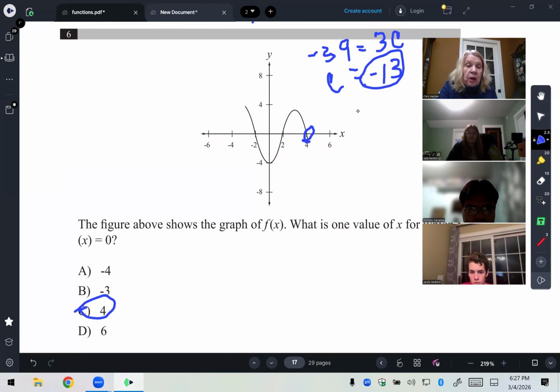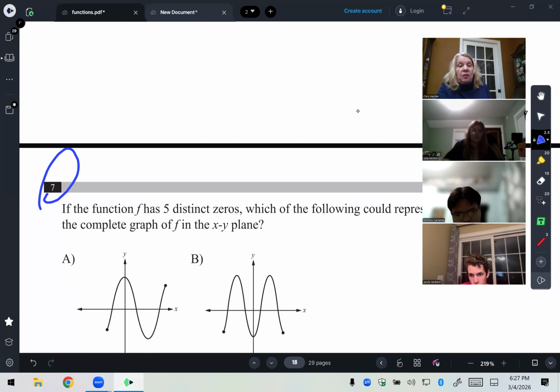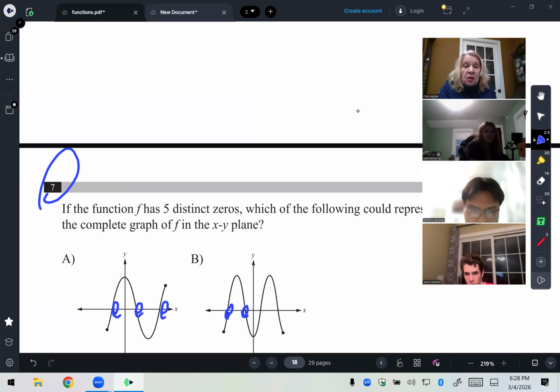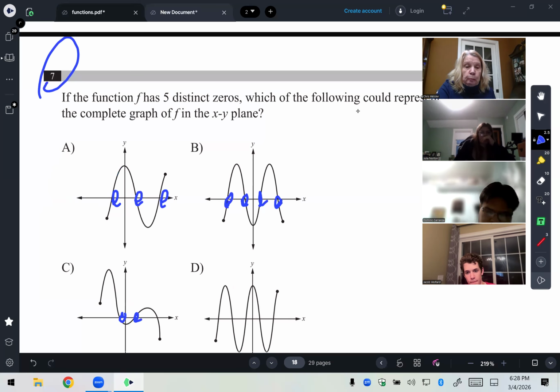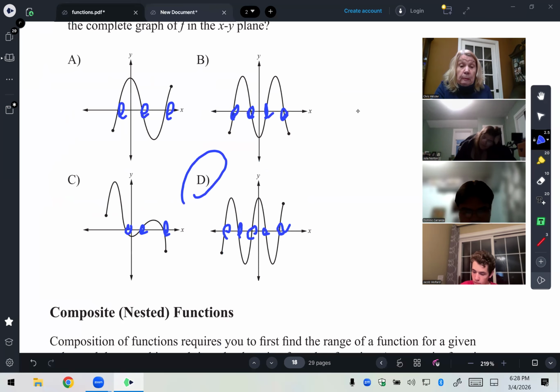Okay, on we go. We want one like this. Remember, we had one of these at the orientation. This is easy. So if the function f has 5 different zeros, which of the following could represent the complete graph? Well, this one only has 3. This one has 4. Whoa. This one has 3, but this is our winner. 1, 2, 3, 4, 5. So that will be a slam dunk, right? We want one of those because then you have more time for the harder problems.